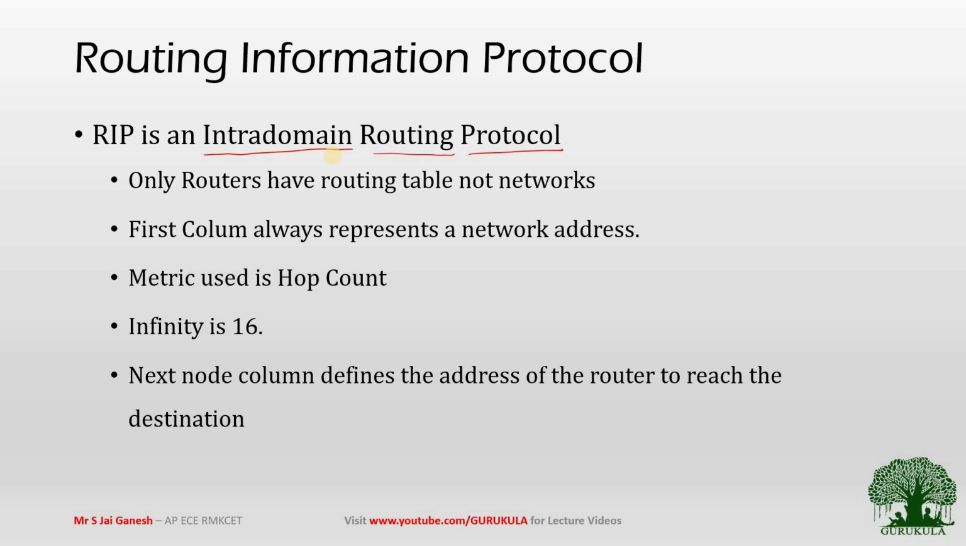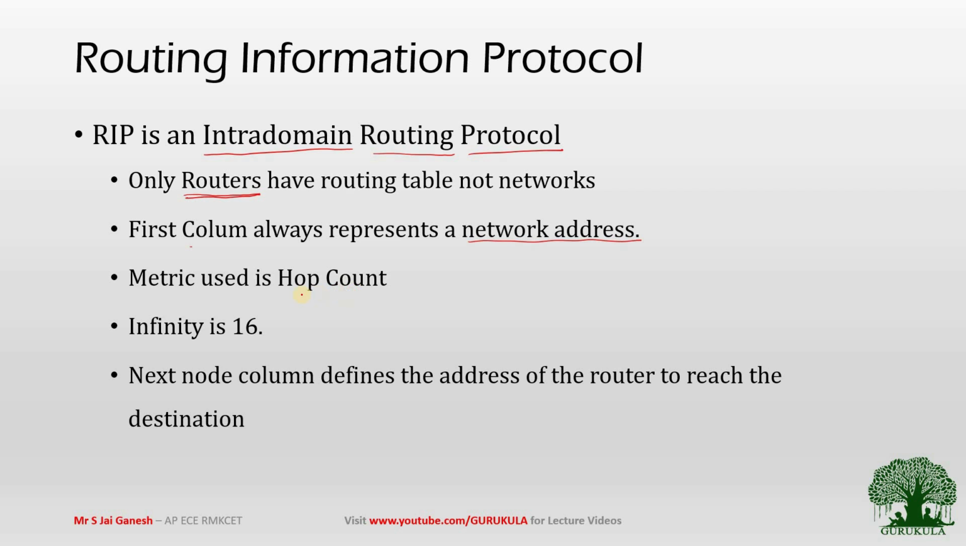The link for the previous videos is always given in the I button. So please do check the previous videos for the detailed discussion on intra-domain and inter-domain routing protocols. And coming to the considerations, we need to keep in mind that only the routers will have the routing table, not the networks. And the first column always represents the network address, because the destination is always going to be the network where we are going to send some packets and not the routers. So the destination address, which means the first column, is always the network address.